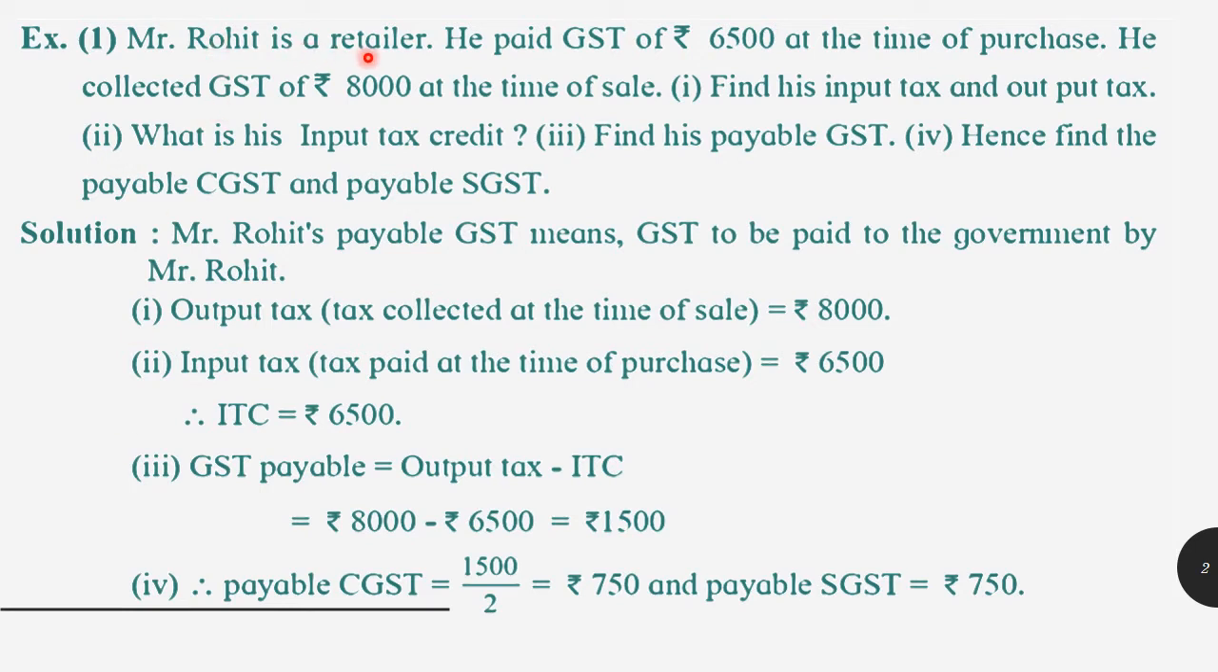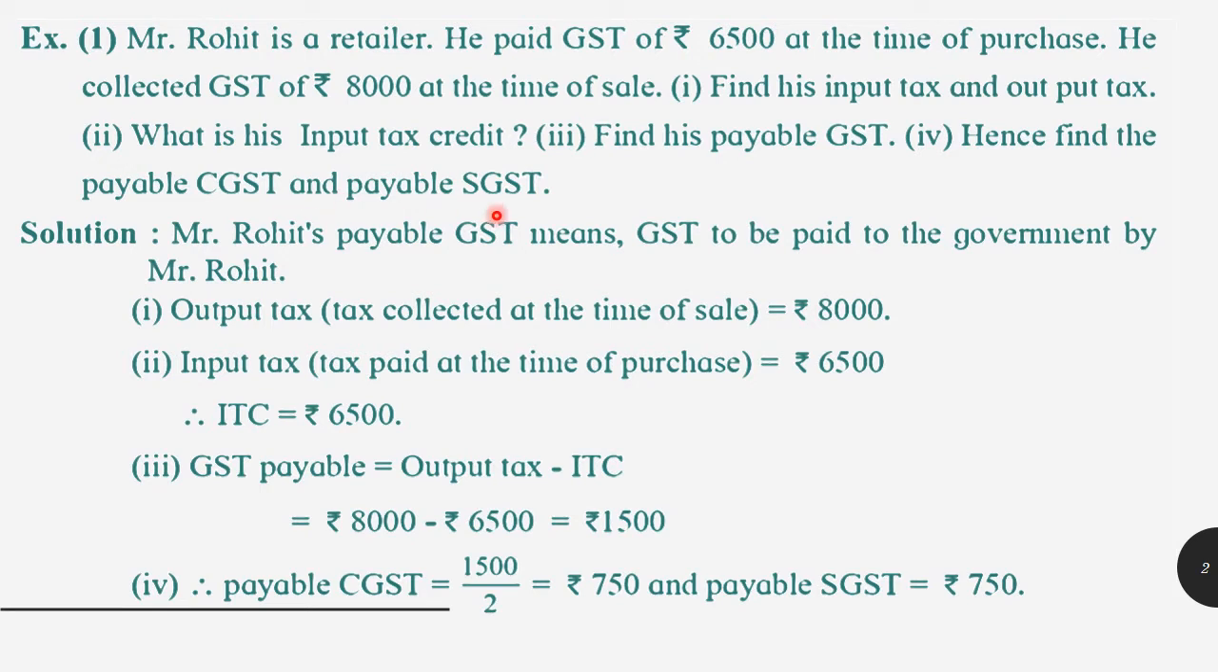Mr. Rohit is a retailer. He paid GST of rupees 6,500 at the time of purchase. He collected GST of rupees 8,000 at the time of sale. From the description itself, now you know which is output tax and which is input tax. Next, find his input tax and output tax. The second question is, what is his input tax credit? The third question is, find his payable GST. And fourth, hence find the payable CGST and payable SGST.